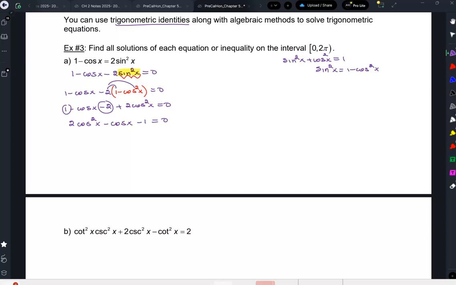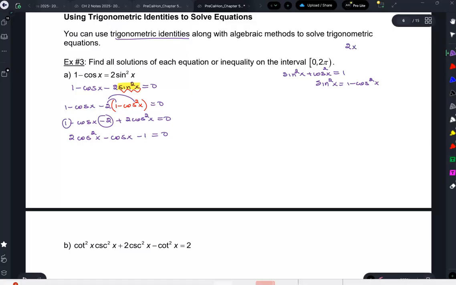Now I need to factor this. Look at this. Do you see how this is a quadratic equation? 2x squared minus x minus 1, right? If you had 2x squared minus x minus 1 equal to 0, what would you do? How would you factor it? Right, you would do this: 2x, x, 1, 1.